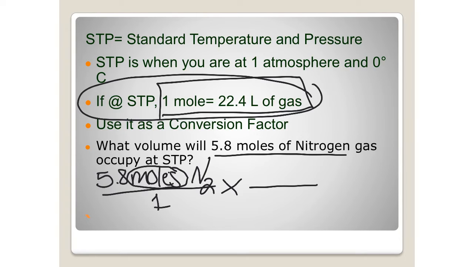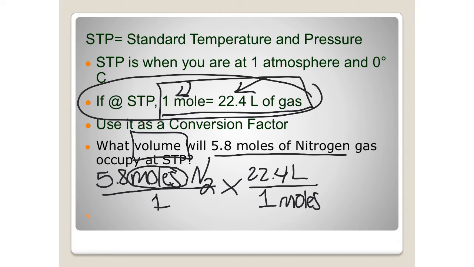Whatever unit you're starting with automatically kicks down and goes into the denominator of our conversion factor. What you're trying to get to, we want volume, is always going to go on top. And then our numbers come from our equal statement. So we know that 1 mole is the equivalent of 22.4 liters. Moles of N2 cancel out with moles, which leaves us with liters.